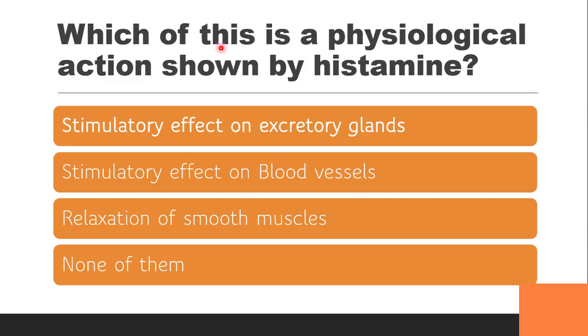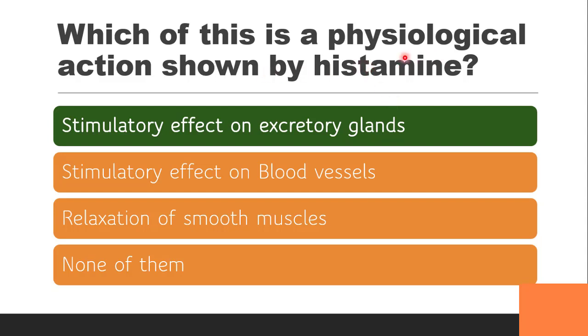Next question is, which of these is a physiological action shown by histamine? Whether it shows stimulatory effect on excretory gland, stimulatory effect on blood vessel, relaxation of smooth muscle, or none of them. According to the physiological actions we have studied of histamine, stimulatory effect on excretory gland is the correct answer. It is responsible for increasing secretion through various excretory glands such as lacrimal secretions, bronchial secretions, nasal secretions, etc.